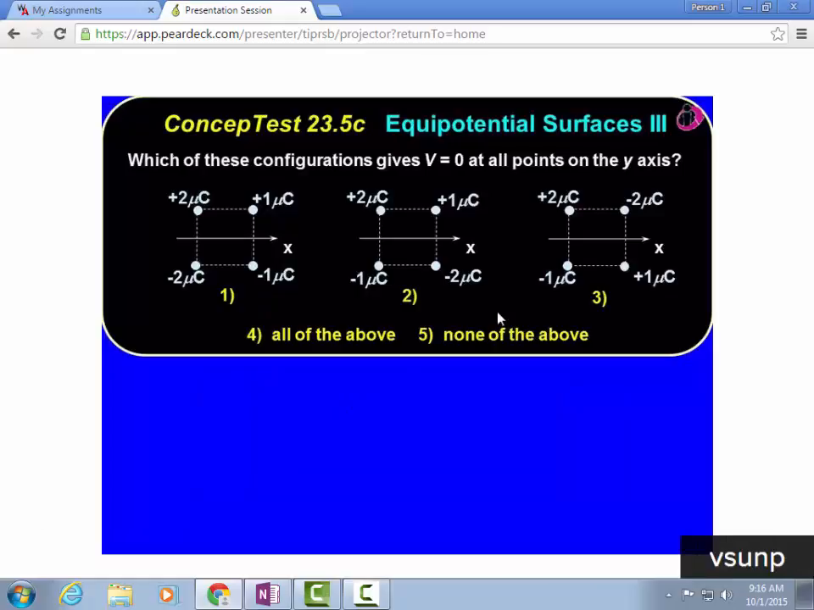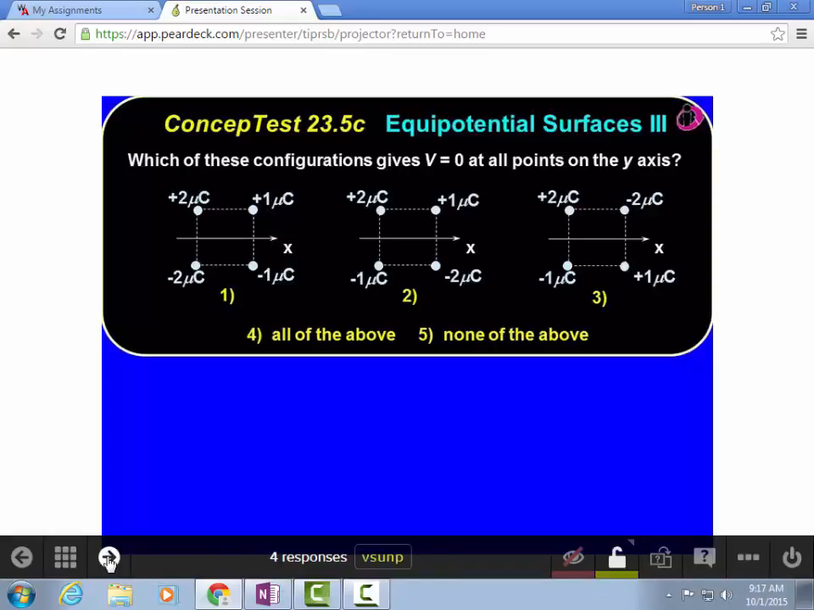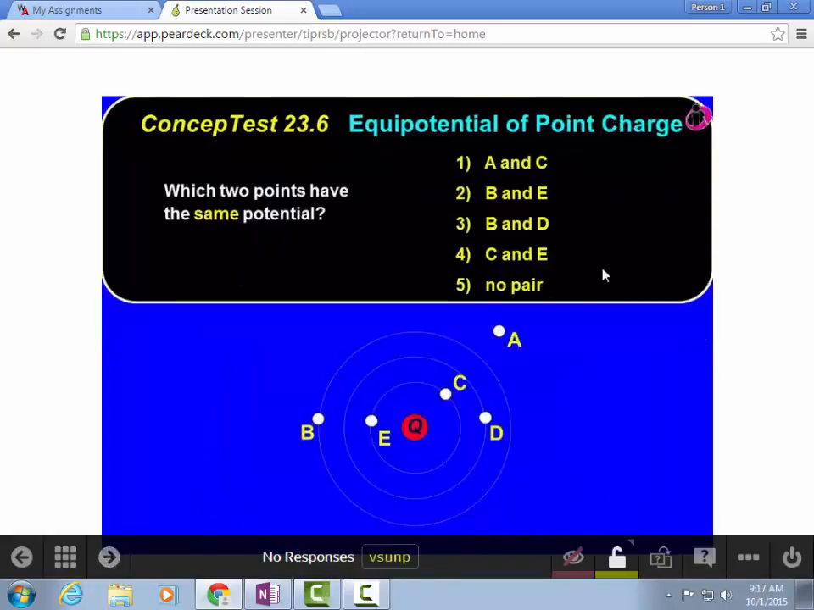All right, which ones give you v equals 0 on the y-axis? Well, it says y, but it doesn't show the y-axis. You know where it is. We're just gonna assume it's the line right in the middle. 3, yeah. So you guys actually have a pretty good grasp.